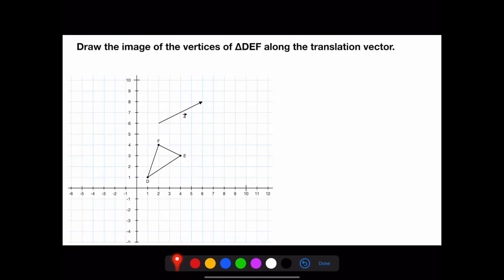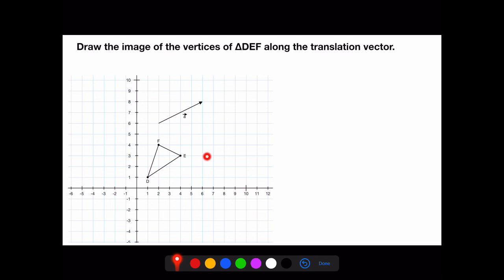So our first problem is to draw the image of the vertices of triangle DEF along the translation vector. So we have vector A here, that's our translation vector, and we're moving each of these points in triangle DEF along this vector. So this vector is going to the right 4 and up 2. Again, we have our initial point and our terminal point at the end of the arrow. So I move each of these points to the right 4 and up 2.